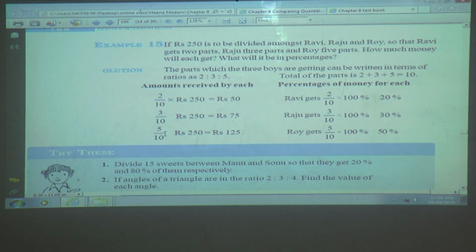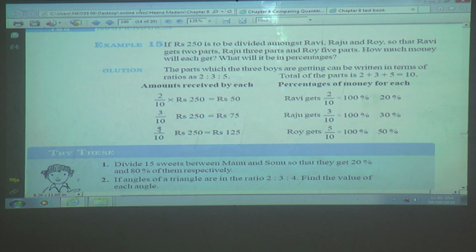Here Roy is getting 5 parts out of 250, and the total parts are 10. So 5 upon 10 multiplied by 250 is equal to rupees 125. It is possible to reduce, so we reduced it: 25 fives is 125. So we got to know the parts they are going to get out of 250 rupees, which is given in the question.